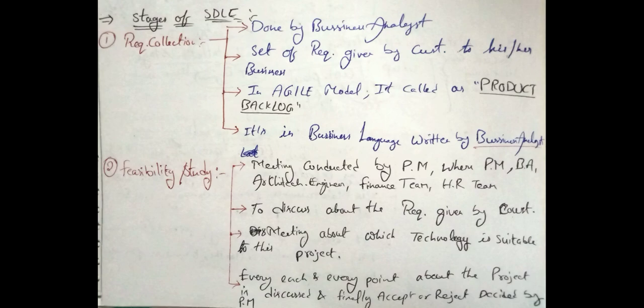Already we discussed the job roles of the project manager, BA, architect engineer, finance team, and HR team. The project manager will decide whether he accepts the project or rejects the project. The business analyst will collect the requirements from the customer and give a report to the project manager. And this CRS, customer requirement specification, will be discussed in this meeting. And in this meeting only, the architect engineer will suggest the suitable technology for this project.